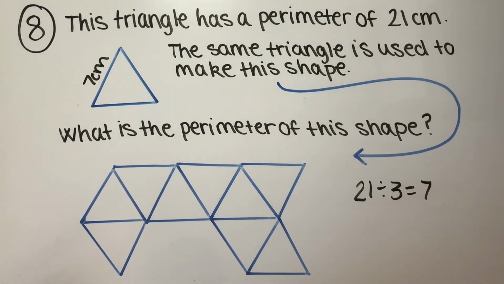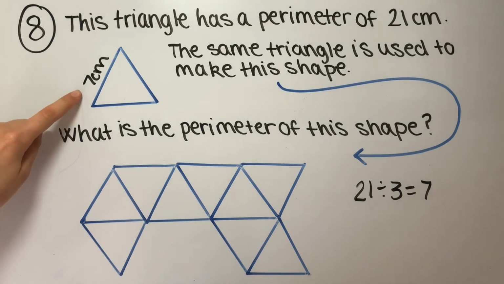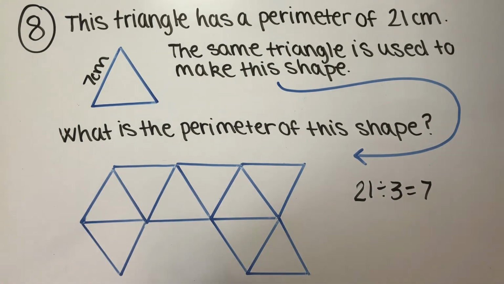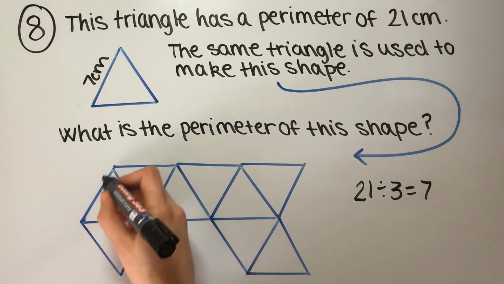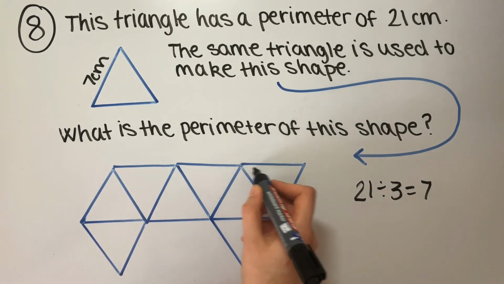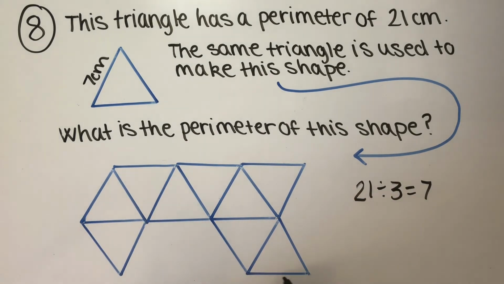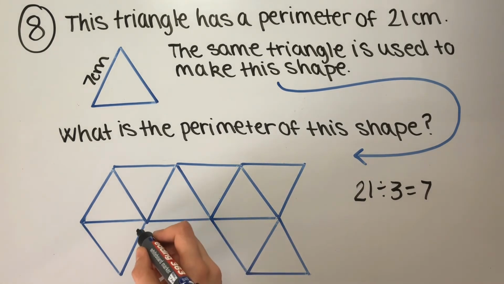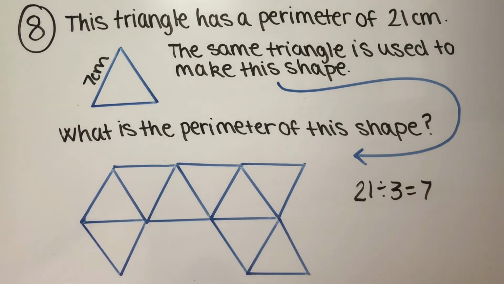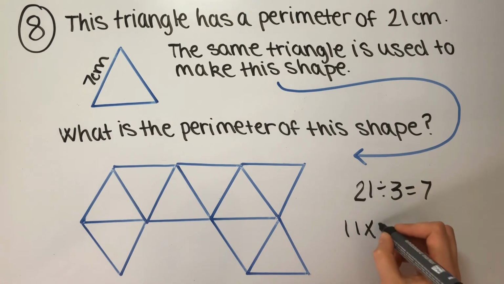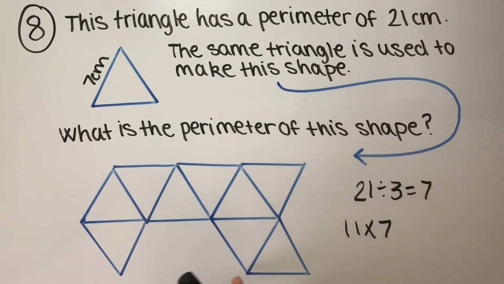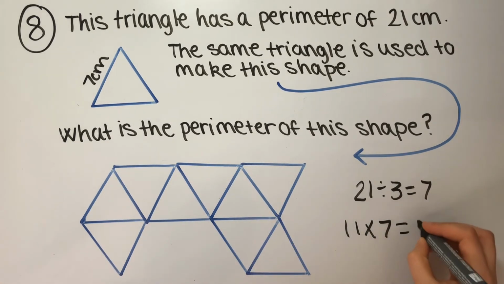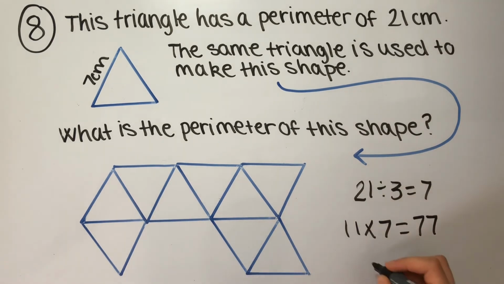Now we're going to add up how many sides this shape has, and then we're going to times it by 7 to get our perimeter. We've got 1, 2, 3, 4, 5, 6, 7, 8, 9, 10, 11. We've got 11 sides to this shape. If we times that by 7, which is what each of these sides are, we get 77. That means the perimeter of this shape is 77 centimetres.